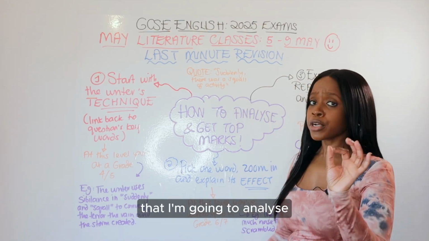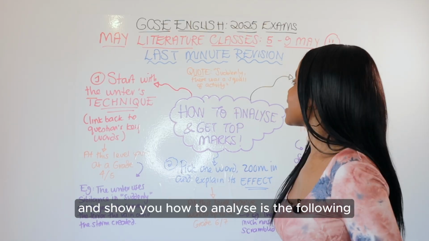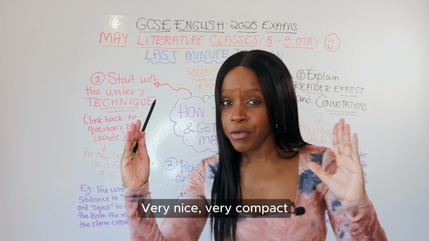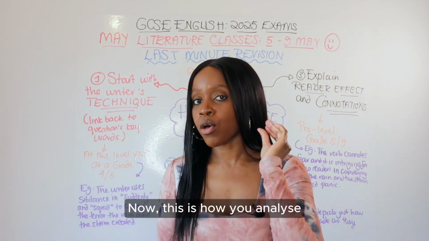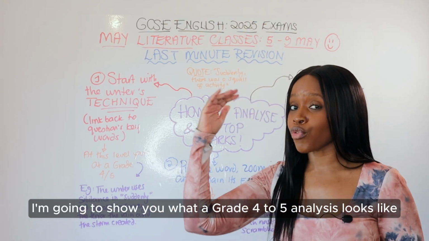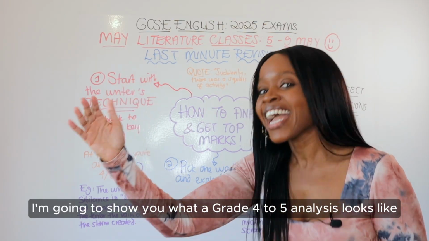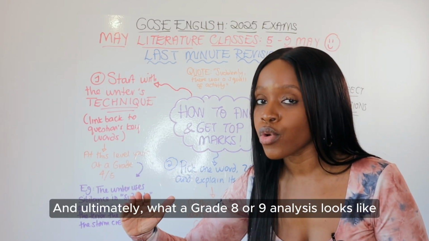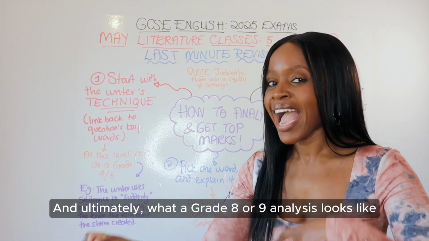The quotation that I'm going to analyze and show you how to analyze is the following: "Suddenly there's a score of activity." That's the quote. Very nice, very compact. Now this is how you analyze, and I'm going to go in stages. I'm going to show you what a grade 4 to 5 analysis looks like, then a grade 6 to 7, and ultimately what a grade 8 or 9 analysis looks like. Have a look.